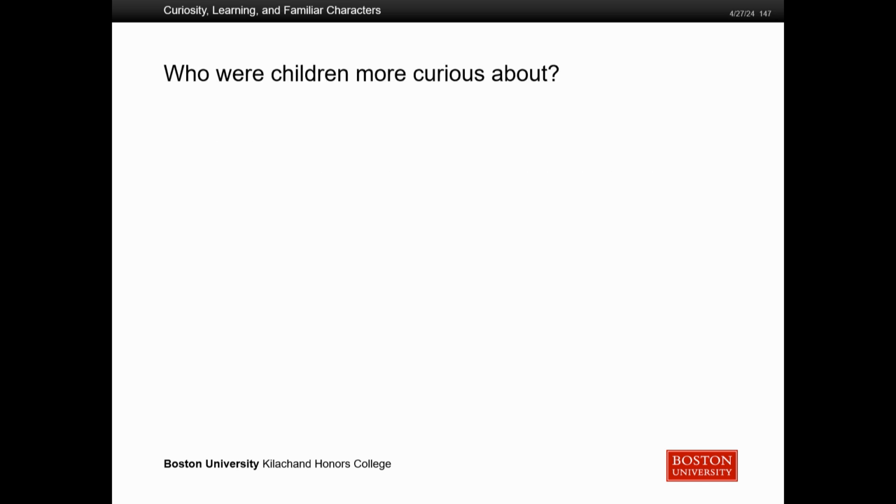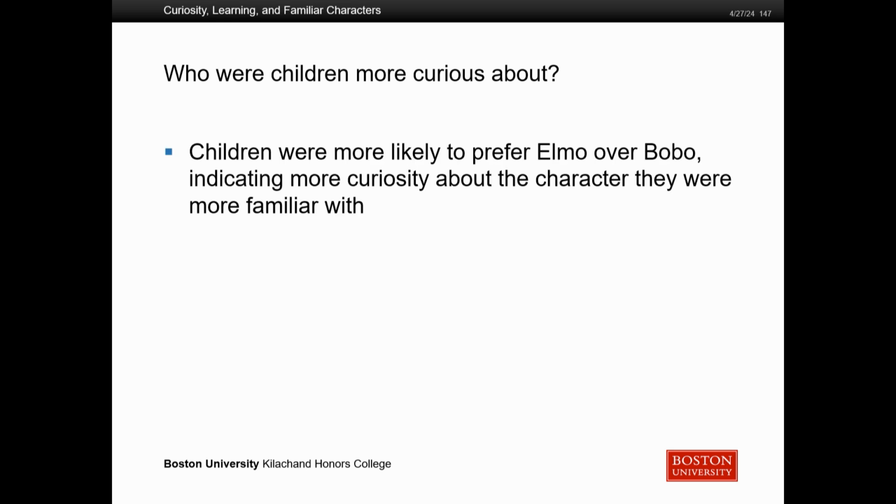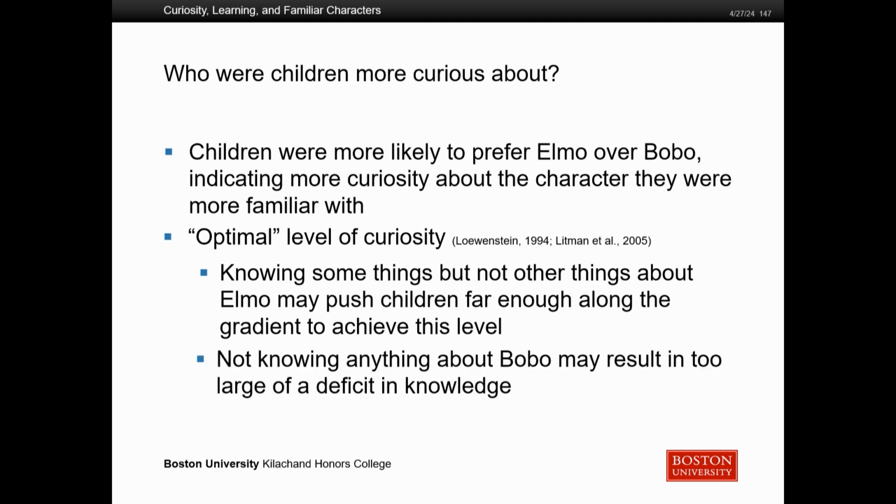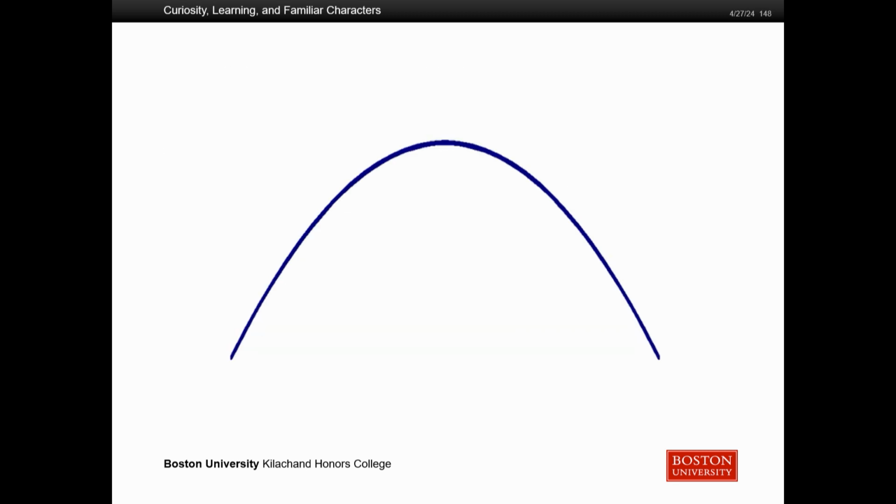So next, who are children more curious about? They're more curious about Elmo. So this can go back to that optimal level of curiosity. Knowing some things about Elmo but not other things could push children far enough along that gradient that I referred to earlier to achieve this level. But Bobo might result in too large of a deficit of knowledge, too big of an information gap. Going back to this, Elmo might be right about here, Bobo could be right here.